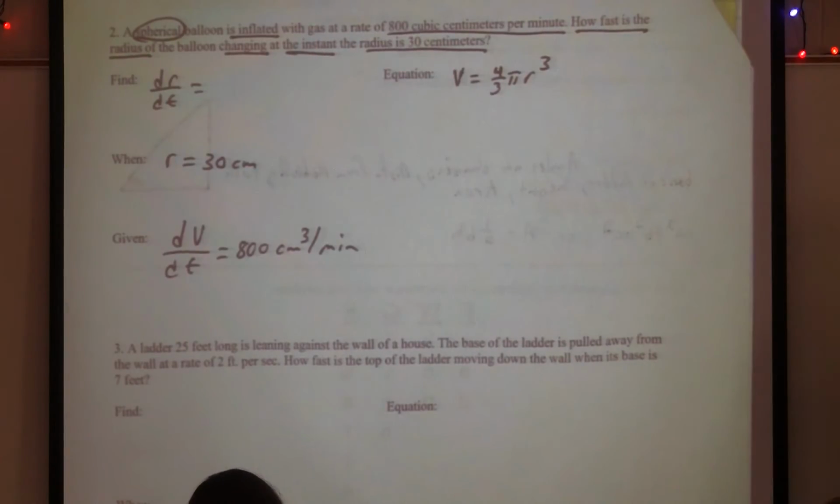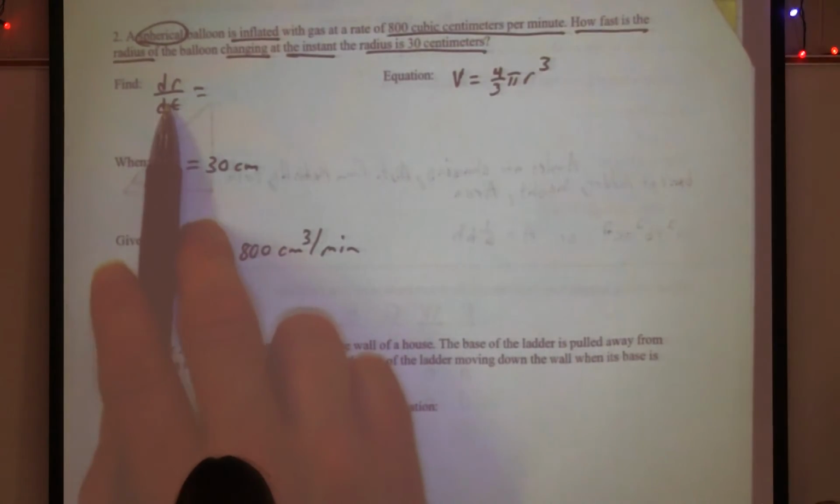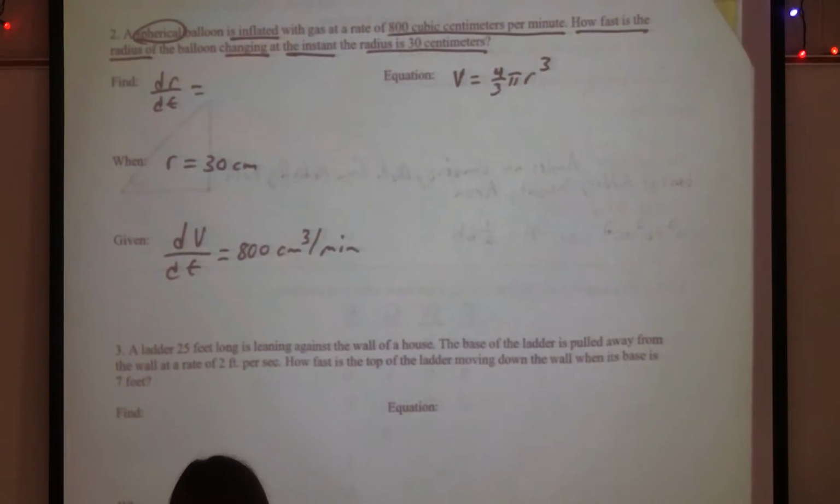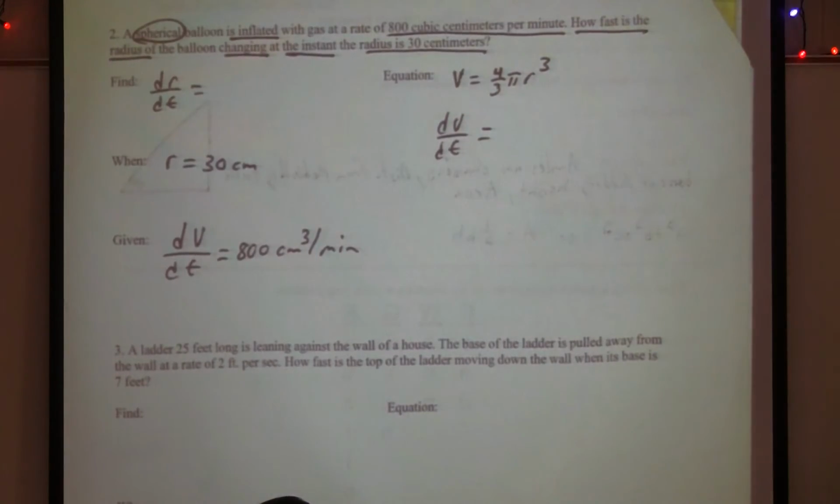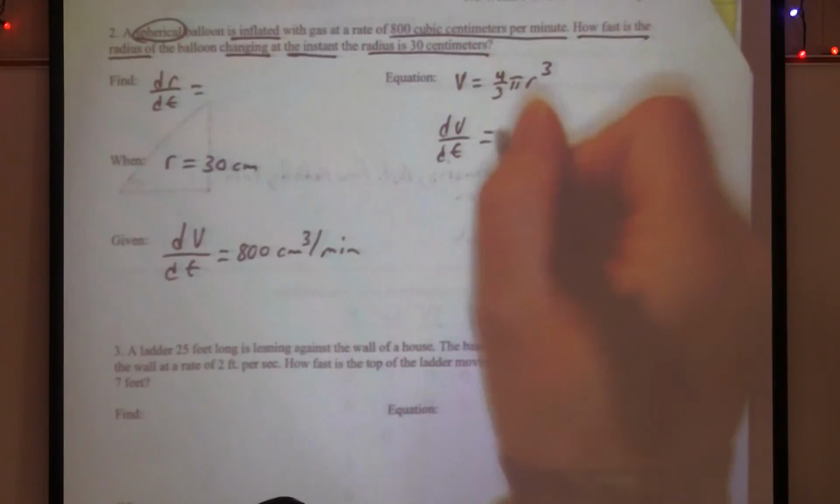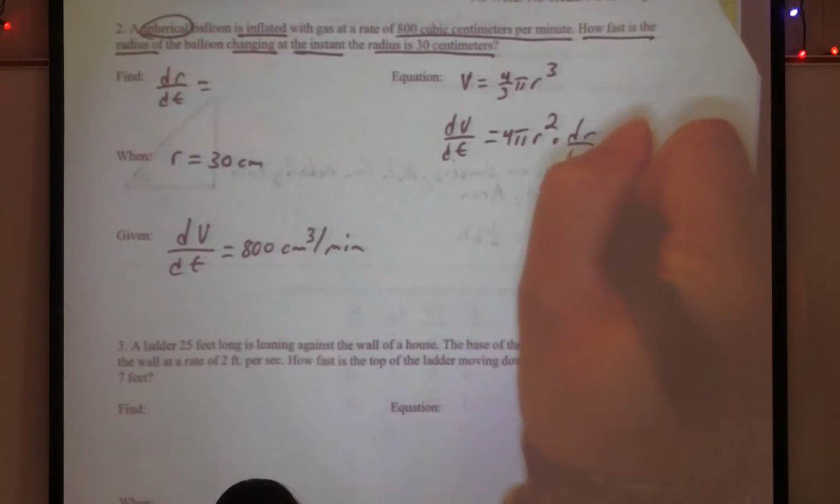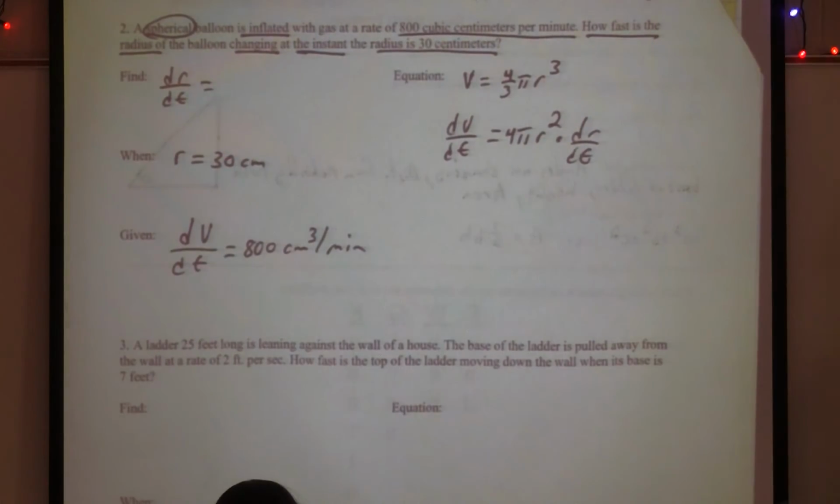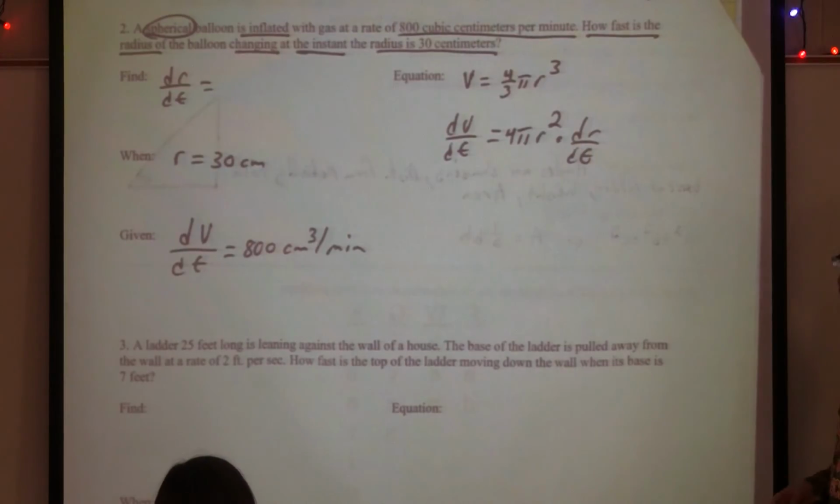Good? Alright, so what do I have to do to it now to get it to end up with a dr/dt? I have to find its derivative, right? So that would be dV/dt equals this times this, the 3's cancel out, so we get 4 pi r squared, because we take away 1, times dr/dt. Okay, what is it that I know for this problem? I know r, right? 30. I also know dV/dt, so that only leaves me what? dr/dt, which is one variable, which is what I can solve for because I only have one equation.